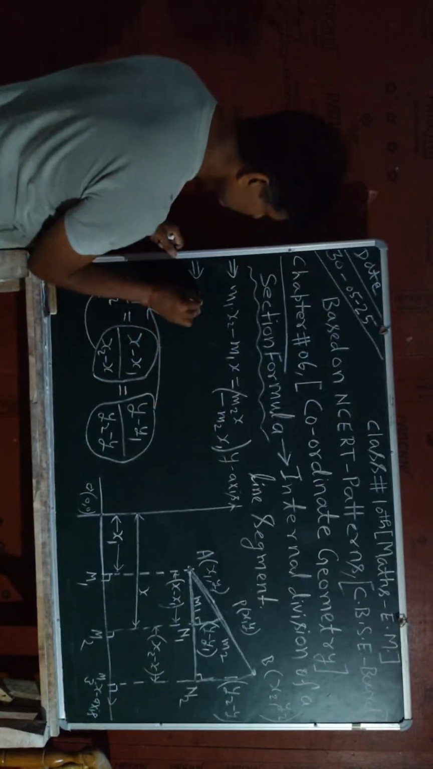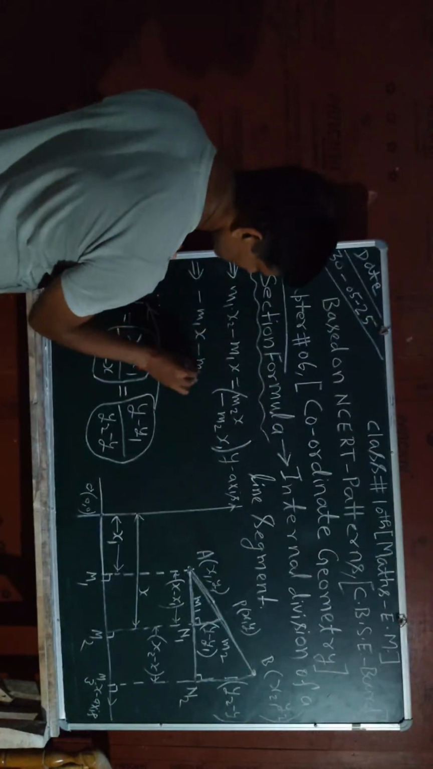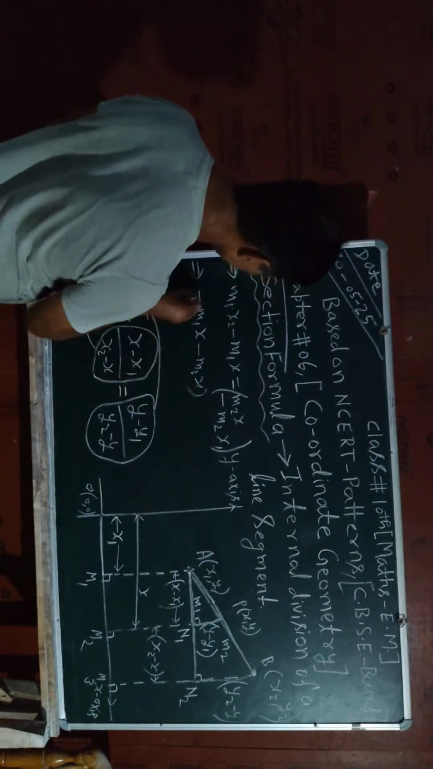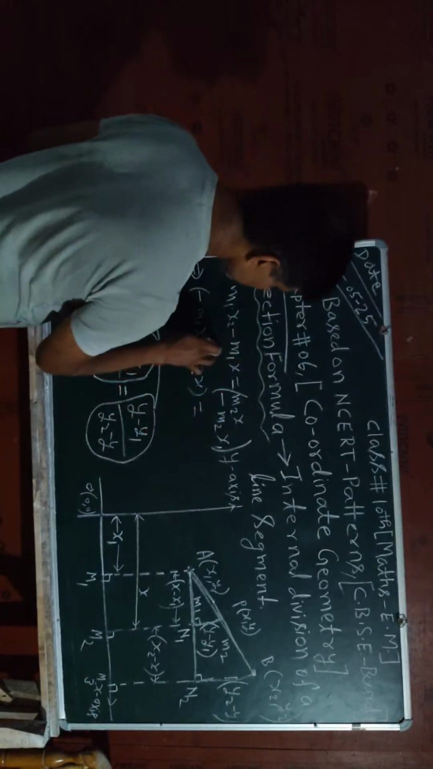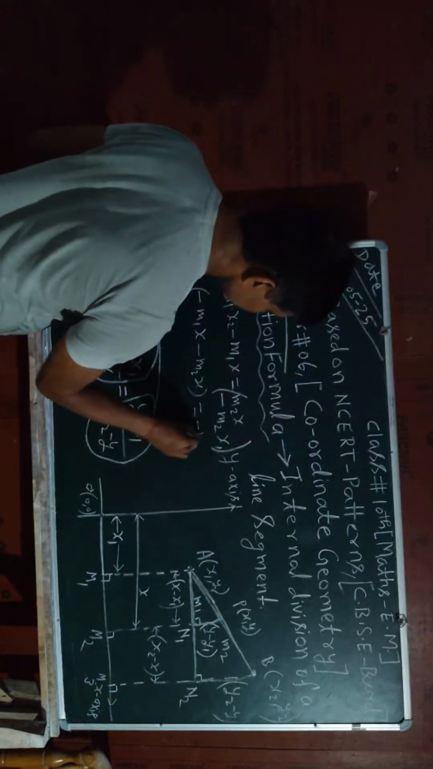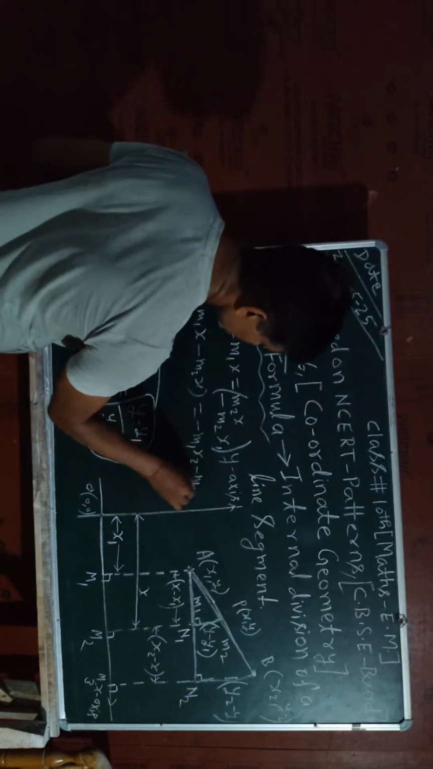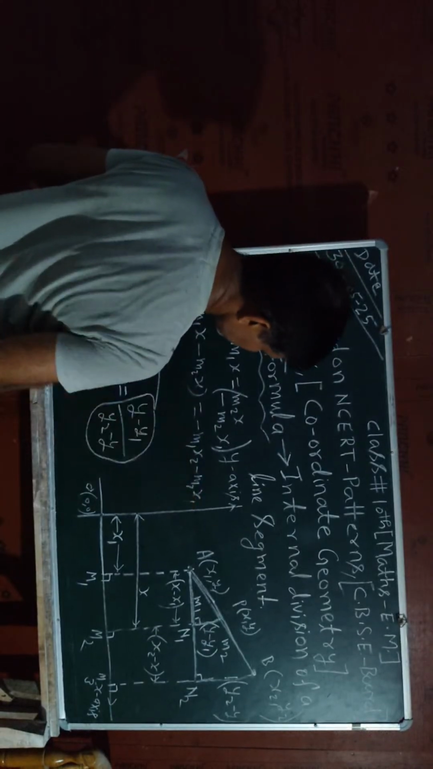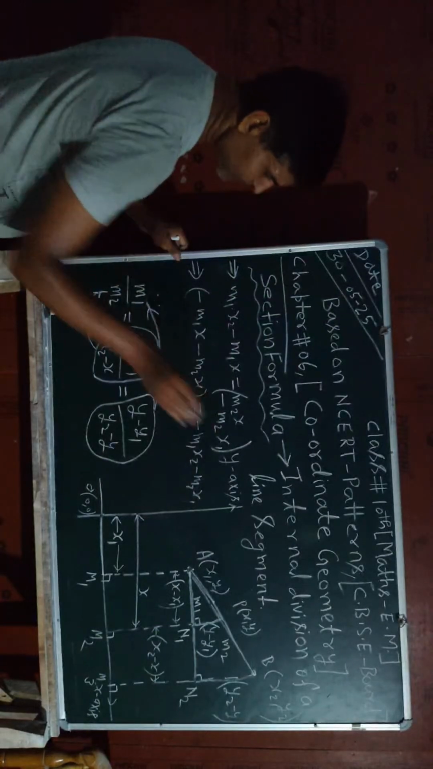So I will put here minus m1 x minus m2 x is equal to, on the right hand side I will put, minus m1 x2 minus m2 x1. Here I have to put it like this. So after simplifying, I will multiply with minus in each term.